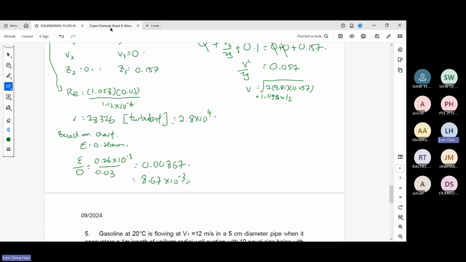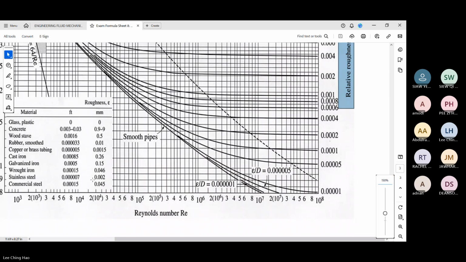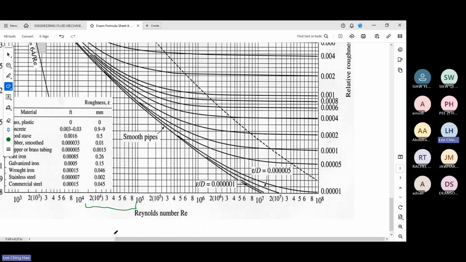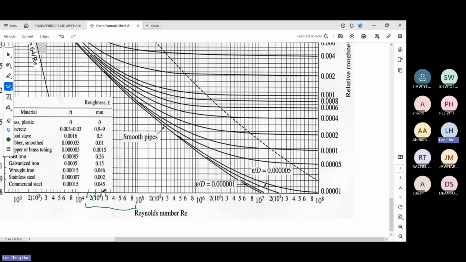So why do we need this? Because here, first 10 power of 4 is between here and here. The next is 10 power of 5. So this is 1, then 1.5, 2, 2.5, 3. What we want is 2.8, so it will be roughly here.